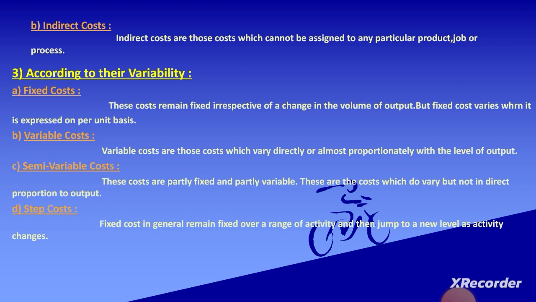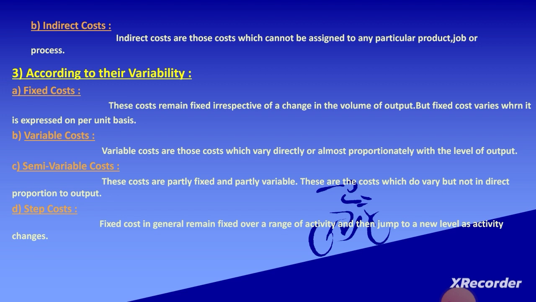Then semi-variable cost. These costs are partly fixed and partly variable. These are the costs which do vary but not in direct proportion to output. For example, telephone bills, power consumption, depreciation, repairs, etc. are examples of semi-variable cost.